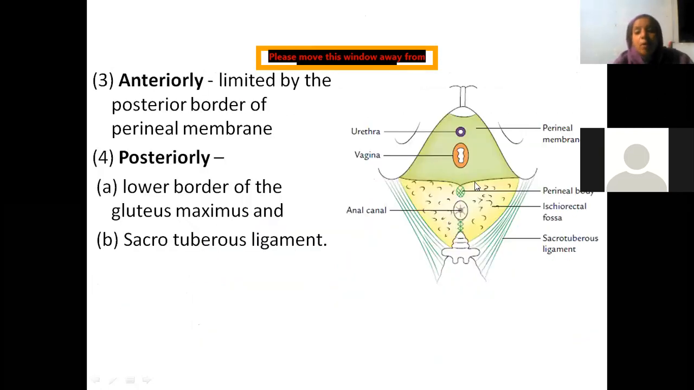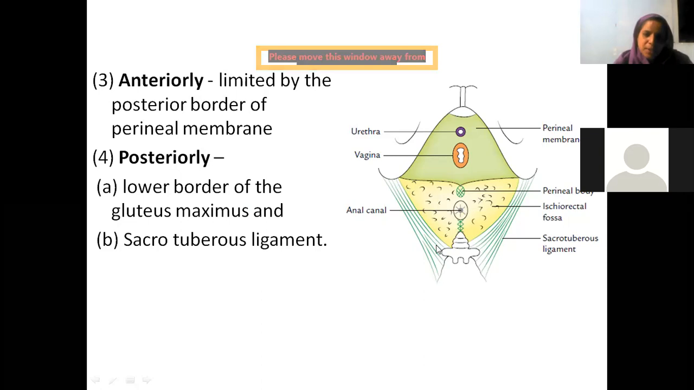This is the perineal body picture which I kept when we were doing the perineum, the 10 muscles interlacing, meeting point. So that is the perineum view. Here, this is the anal canal. On either side of the anal canal, a lot of fat is there, nothing but the ischiorectal fossa. The green membrane is the perineal membrane. So the posterior border of the perineal membrane forms the anterior border of the ischiorectal fossa.